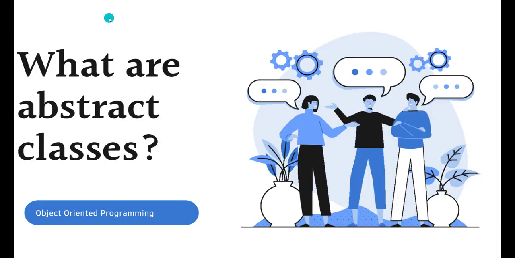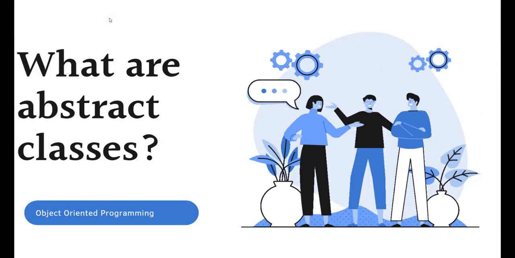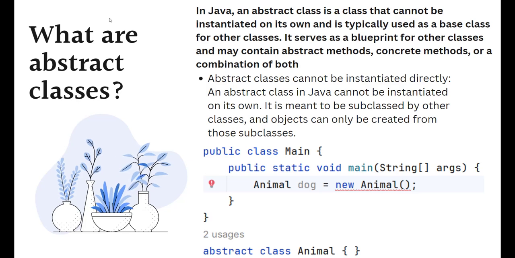Hey guys, now it's time to start a discussion about abstract classes. So what are abstract classes? In Java, an abstract class is a class that cannot be instantiated on its own and is typically used as a base class for other classes. It serves as a blueprint for other classes and may contain abstract methods, concrete methods, or a combination of both.